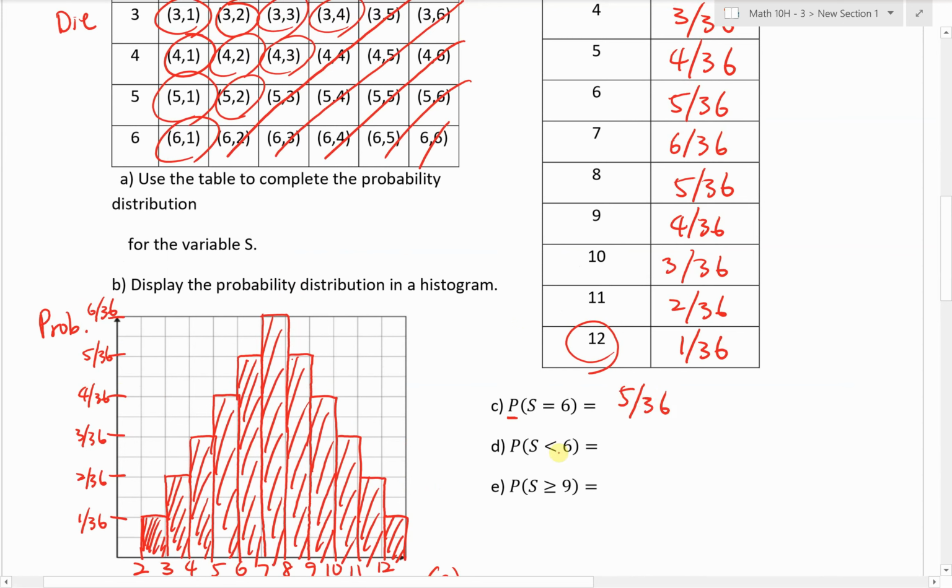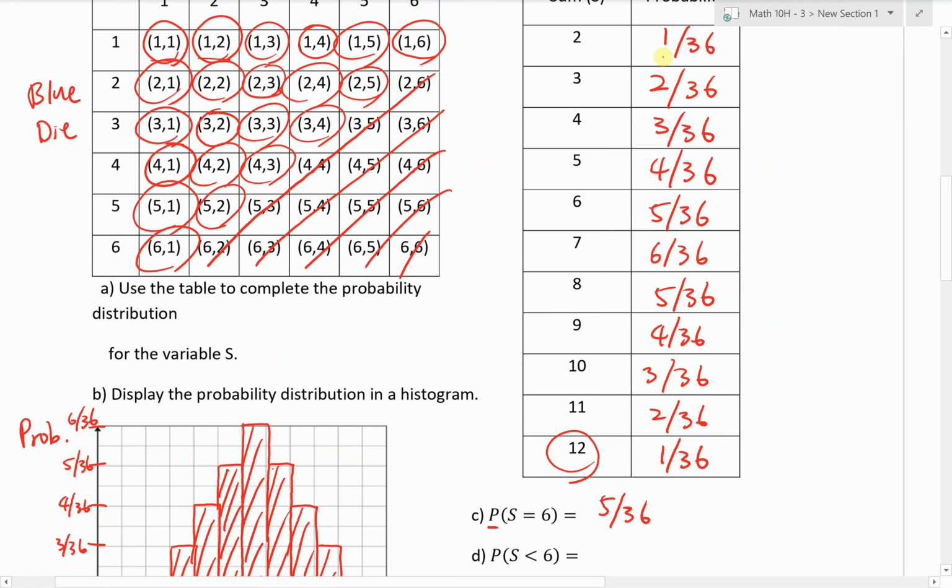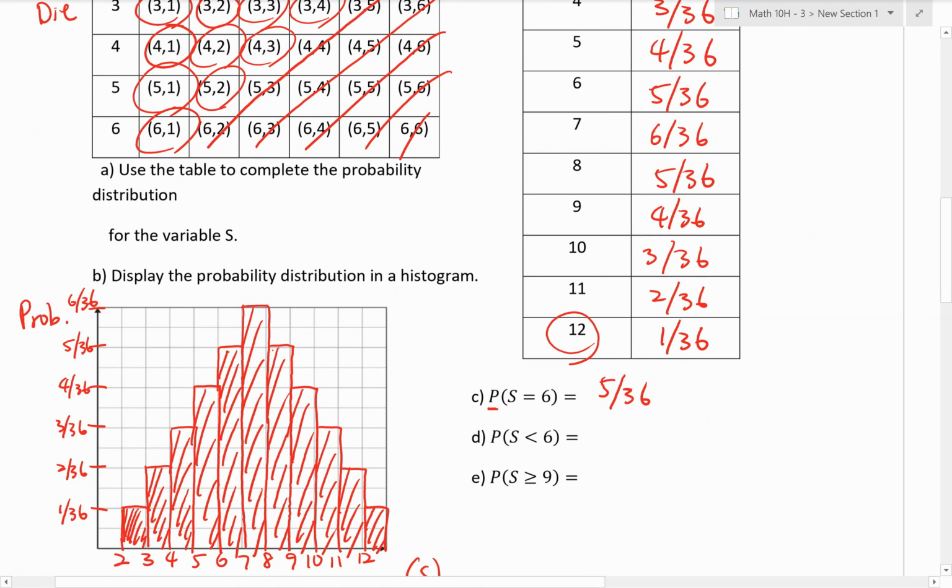What's for part D? What's the probability that the sum is smaller than 6? Notice it does not include 6. So we're looking at 2, 3, 4, and 5. So if you add those up, that's 1 plus 2, 3, 3 plus 3, 6, 6 plus 4, 10. So the probability that the sum is less than 6 is 10 out of 36.